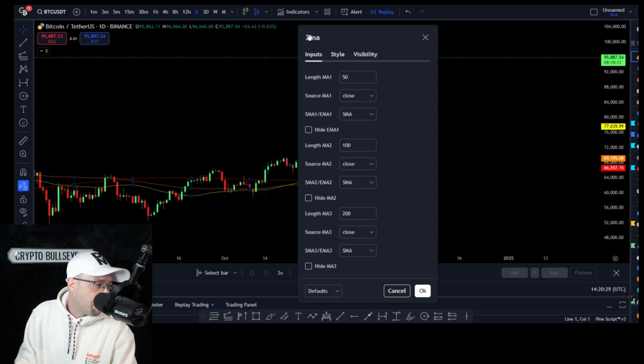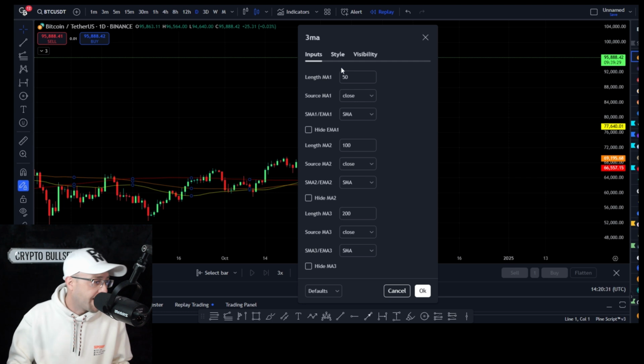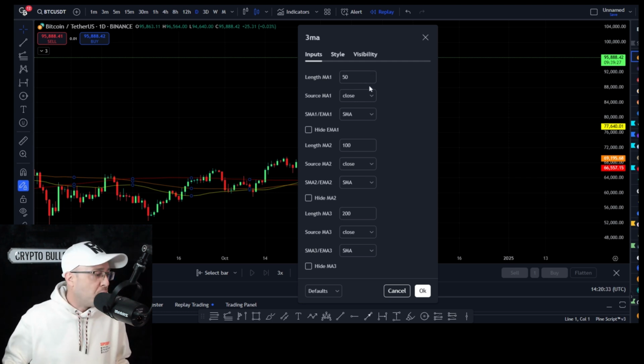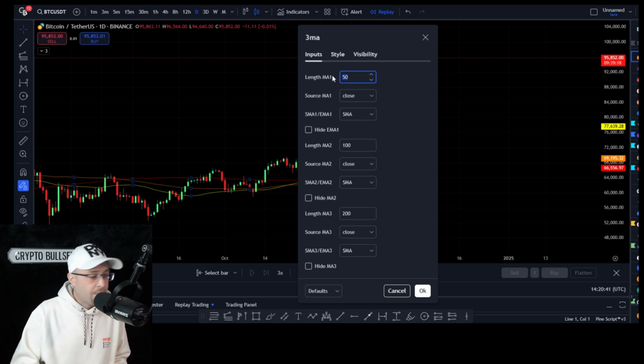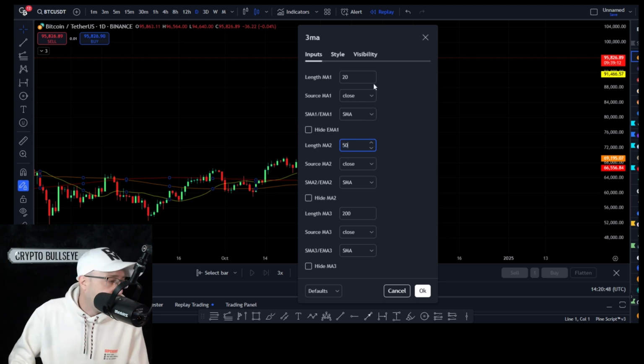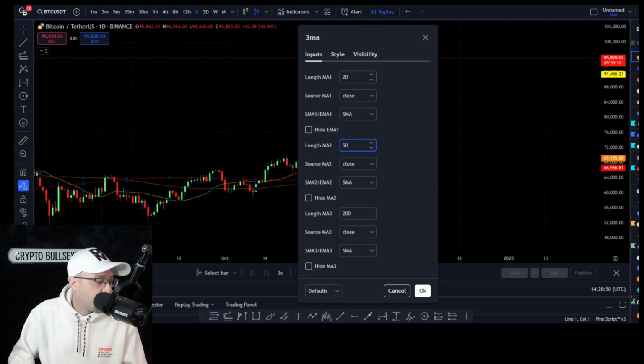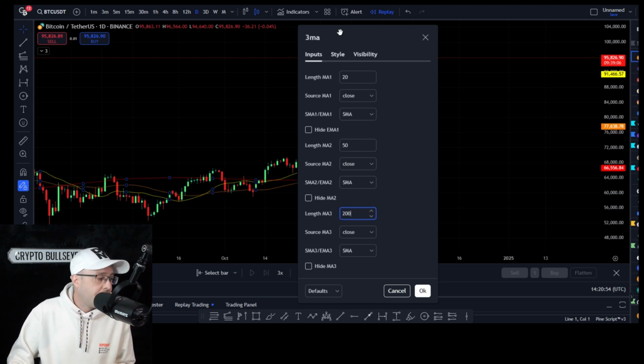Right, 3MA inputs. What we've got, guys, here, we've got 3 different moving averages. As standard, you've got the 50, the 100, and the 200. Getting rid of that. I want the 20 here, my 20 moving average here. I want my 50 moving average in the middle. So change it here, guys. Change that to 20, change that to 50, change that to 200.